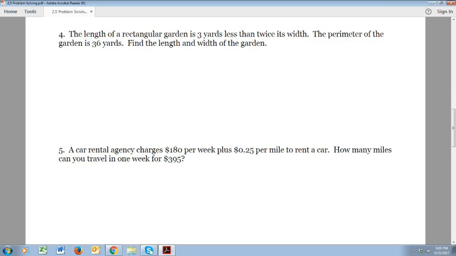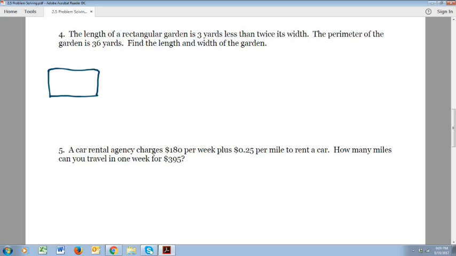Alright, let's move on. On number 4, it says the length of a rectangular garden is 3 yards less than twice its width. The perimeter of the garden is 36 yards. Find the length and the width. So we're going to have to find two things, the length and the width. With a problem like this, it makes sense to draw a picture. I always draw a picture if it'll help me solve a problem. So there's my rectangle.